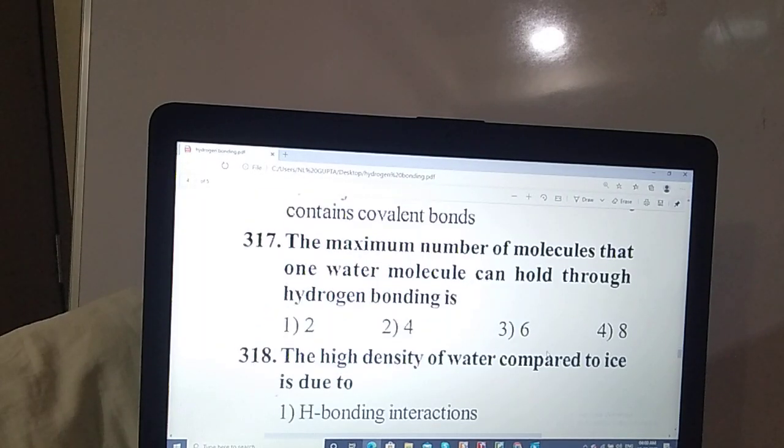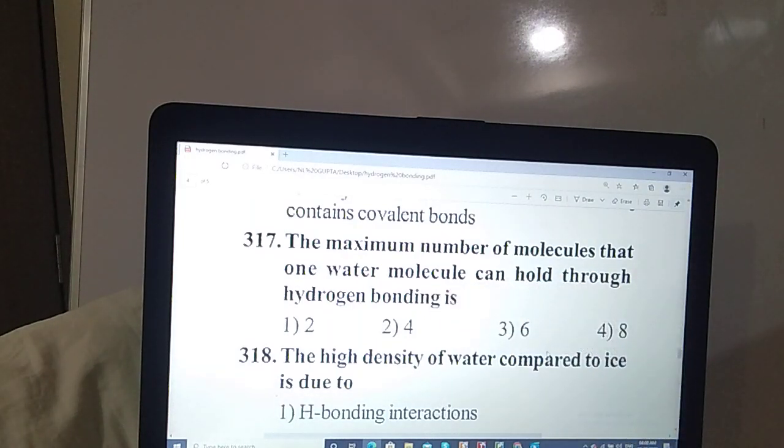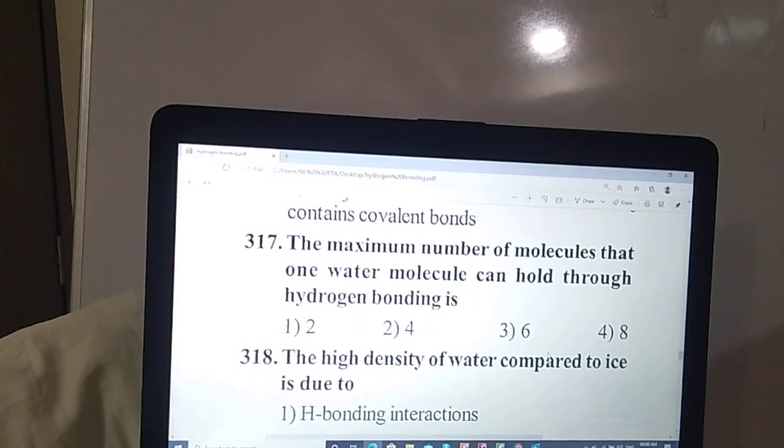The maximum number of molecules that one water molecule can hold through hydrogen bonding is, so 4 molecules are possible, student. Four water molecules can form hydrogen bonds with one water molecule. The maximum number of molecules that one water molecule can hold through hydrogen bond is 4. How can you check it, student? You can check it on the board; it is a little memory based question.